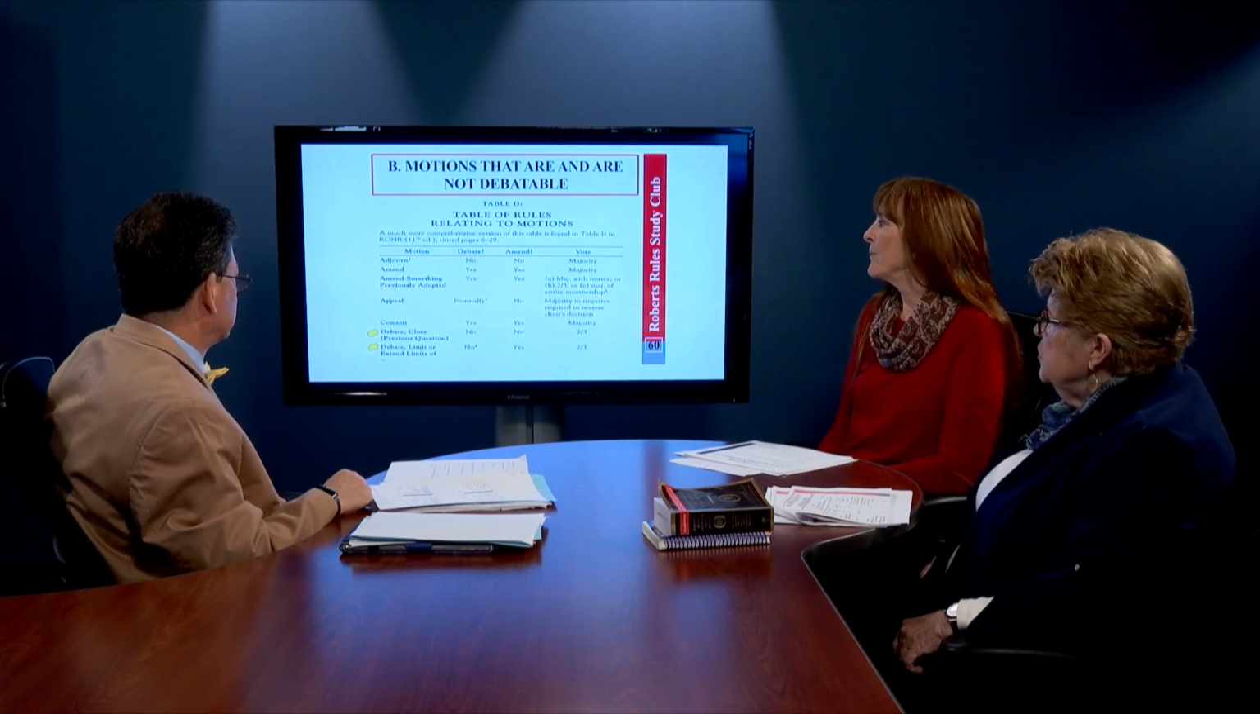And for each motion, you know whether it's debatable, amendable, and what kind of a vote it takes to pass it. So it's either a majority or a 2/3 vote. Now, if you are moving to adjourn, for example, you're either going to adjourn or you're not. So it's not debatable and it's not amendable. And the vote would be, in this case, a majority vote. And if people don't want to adjourn yet, we go on.